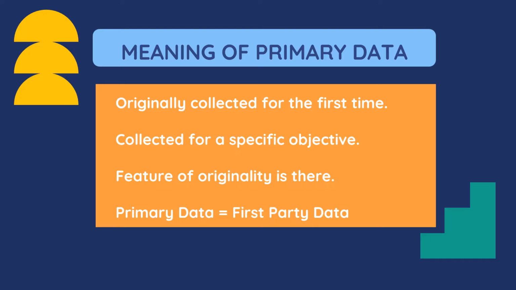After reading these two definitions, we can draw some conclusions about primary data, which is the data collected for the first time. Primary data is always collected for the first time, and it is collected for a specific objective, as said by Horace Secrist. A specific purpose should always be there. Also the feature of originality should be there. So we can say that primary data is always first-party data.